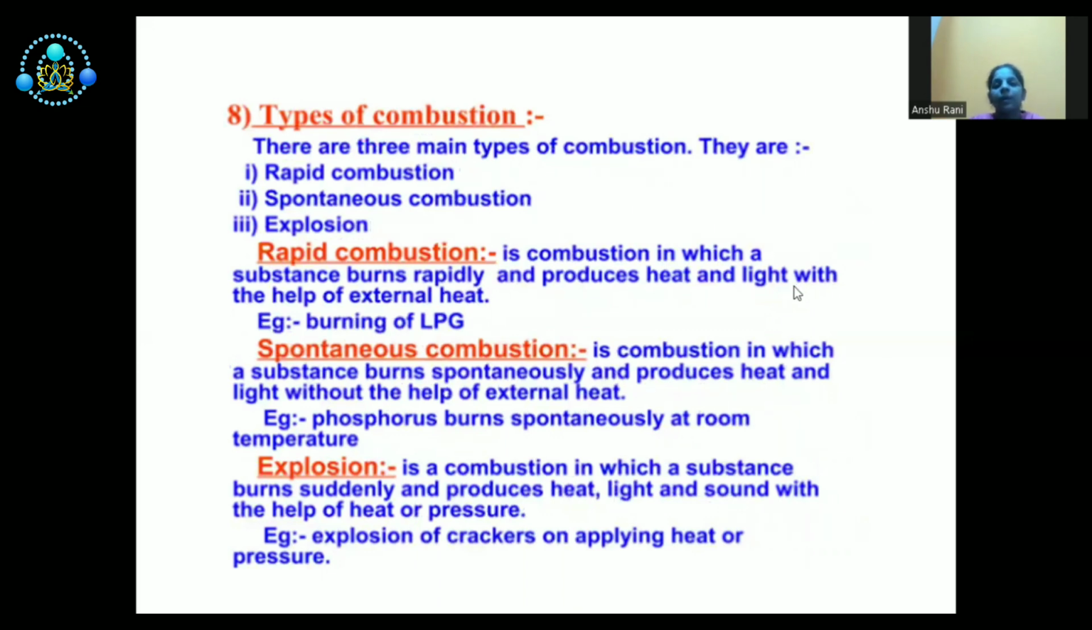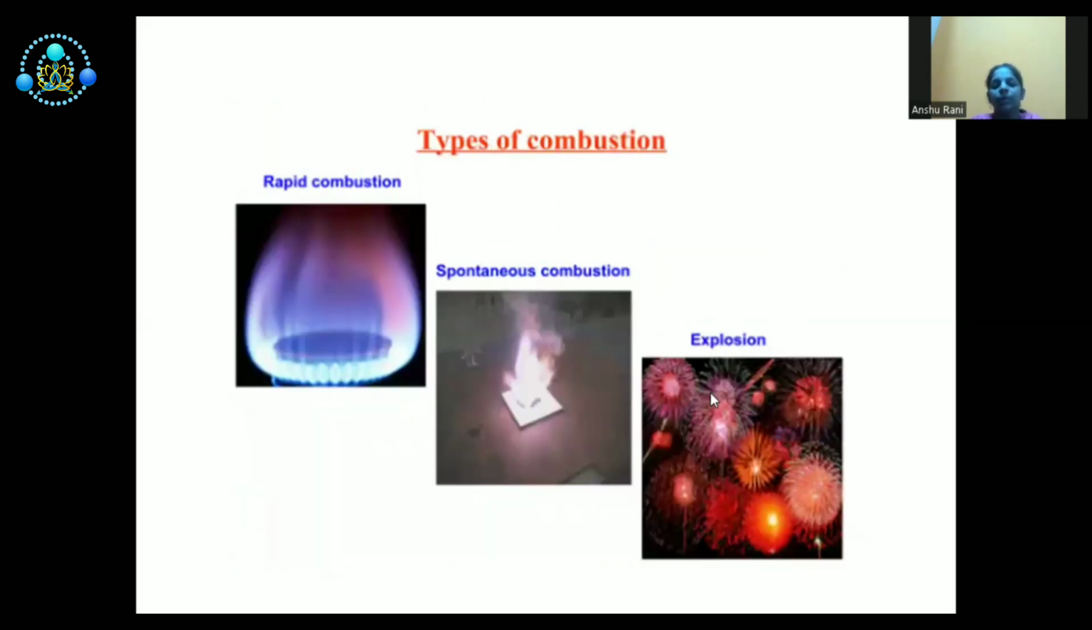Then we have types of combustion. First is rapid combustion. It is combustion of substances where things burn rapidly, producing heat and light with the help of external heat, like burning of LPG. Then spontaneous combustion. It is combustion where things burn by themselves, like phosphorus burns spontaneously at room temperature.